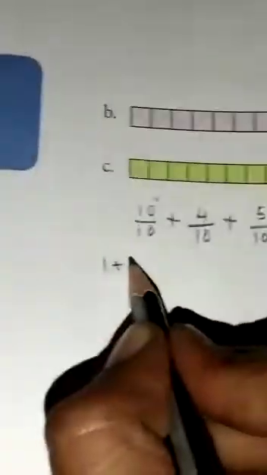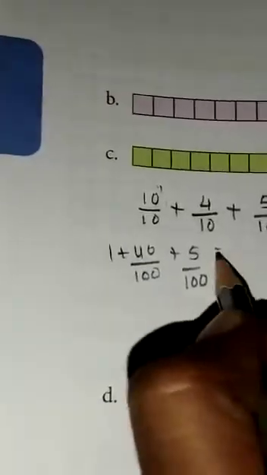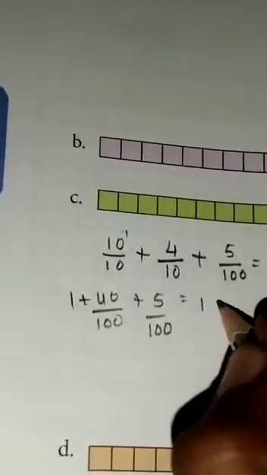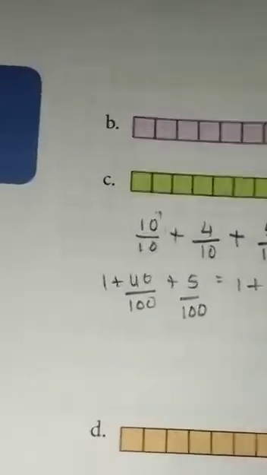1 plus 40 divided by 100 plus 5 divided by 100 equals 1 plus 45 divided by 100. And our answer is 1.45.